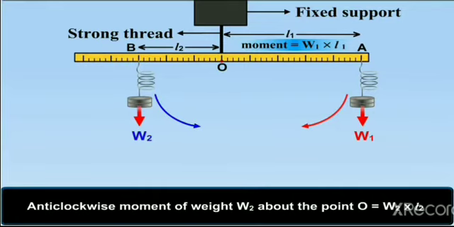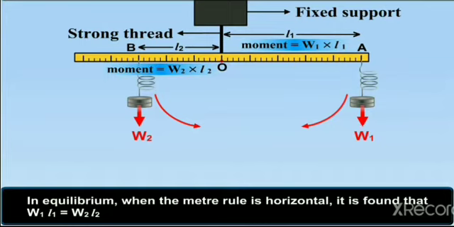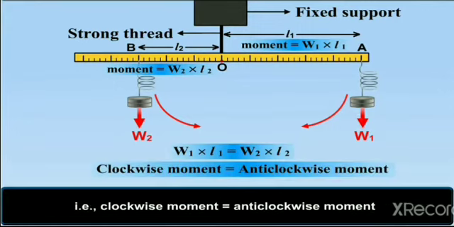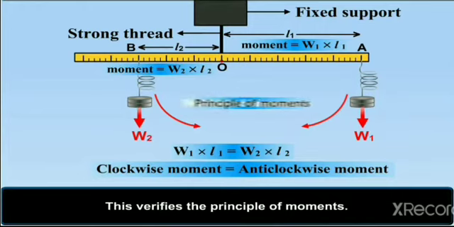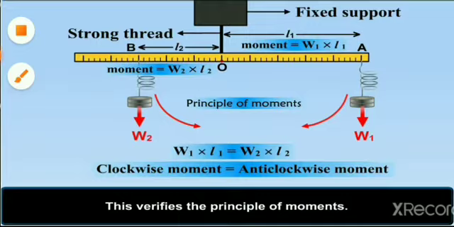Anti-clockwise moment of weight W2 about the point O is equal to W2 into L2. In equilibrium, when the meter rule is horizontal, it is found that W1 into L1 is equal to W2 into L2. That is, clockwise moment is equal to anti-clockwise moment. This verifies the principle of moments.